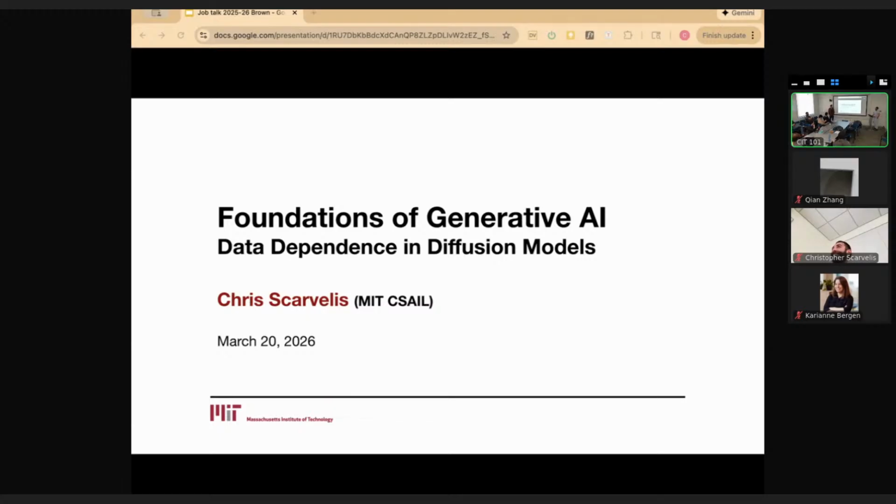So we're very fortunate today to be joined by Chris Scarvelis, who's a PhD student at MIT, who's part of Justin Solomon's group, and works on interesting questions in understanding how generative models work, particularly how diffusion models work. And so we're going to hear a little more about how these tools that most of us are using in a lot of our research actually do what I'm very curious. So take it away.